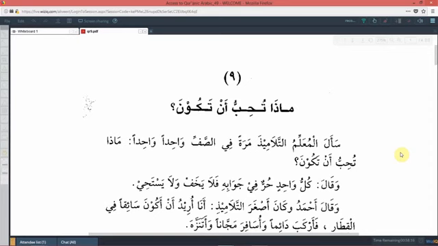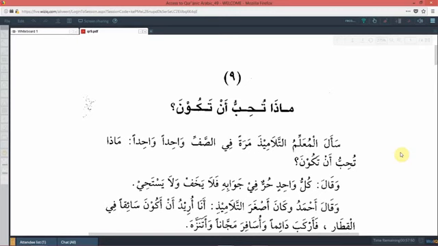Then we begin with our ninth reading. ماذا تحب أن تكون؟ ماذا means what? تحب from حب يحب, meaning to love. Here it doesn't necessarily mean to love, it could mean to like or to want.